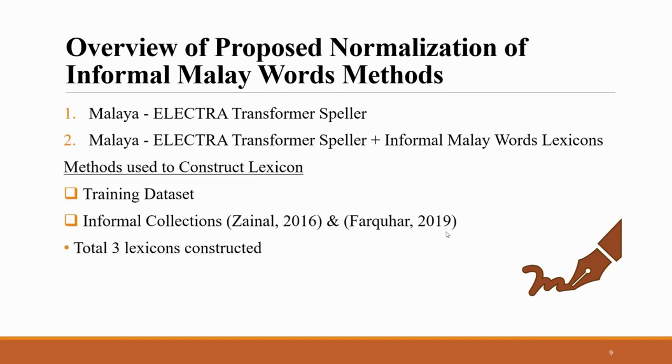We have two methods to construct a lexicon. The first method uses our training dataset, and the second method uses the Zaina and Fakuha informal collections. In total, three lexicons are constructed.